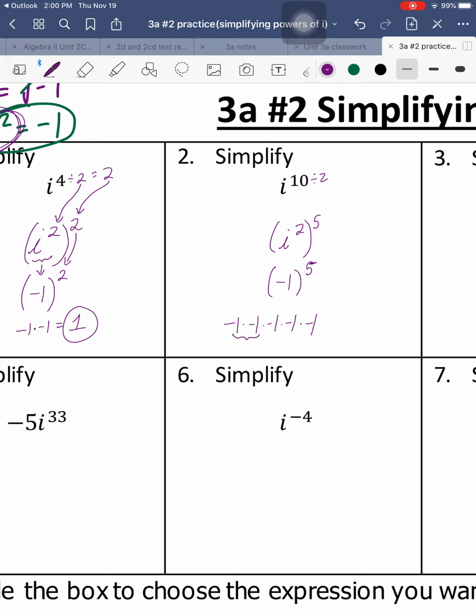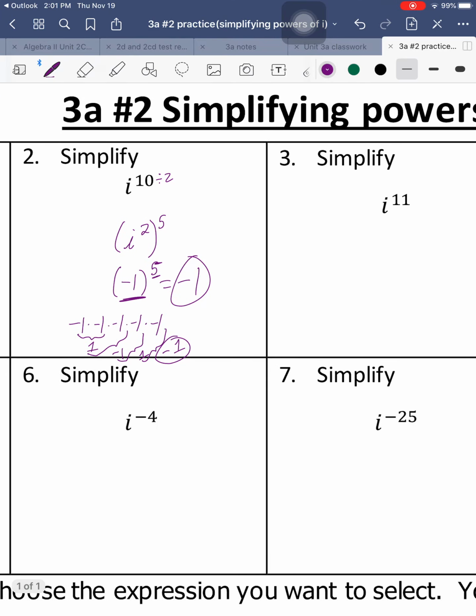Negative 1 times negative 1 is positive 1. Times negative 1 is negative 1. Times negative 1 is positive 1. Positive 1 times negative 1 is negative 1. Wow, that's quite a rodeo. Or you could think: a negative number to an odd power is always going to be negative. It's negative 1.